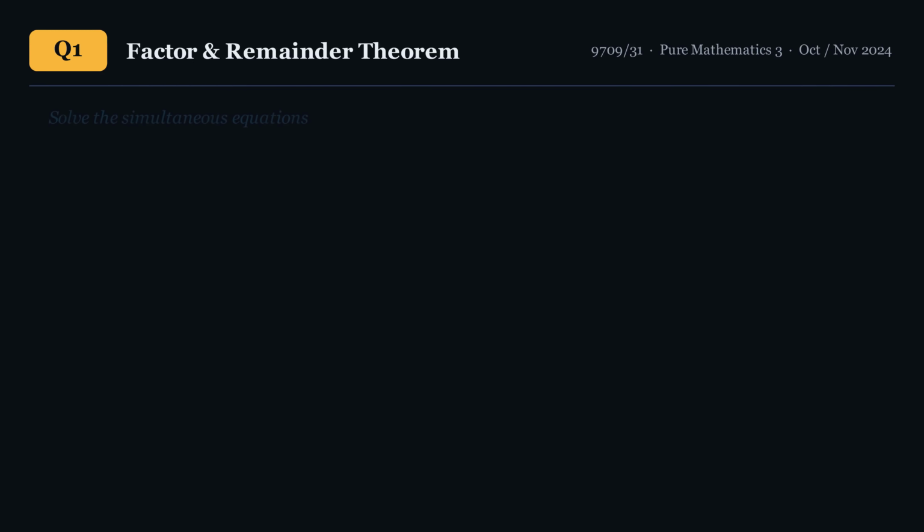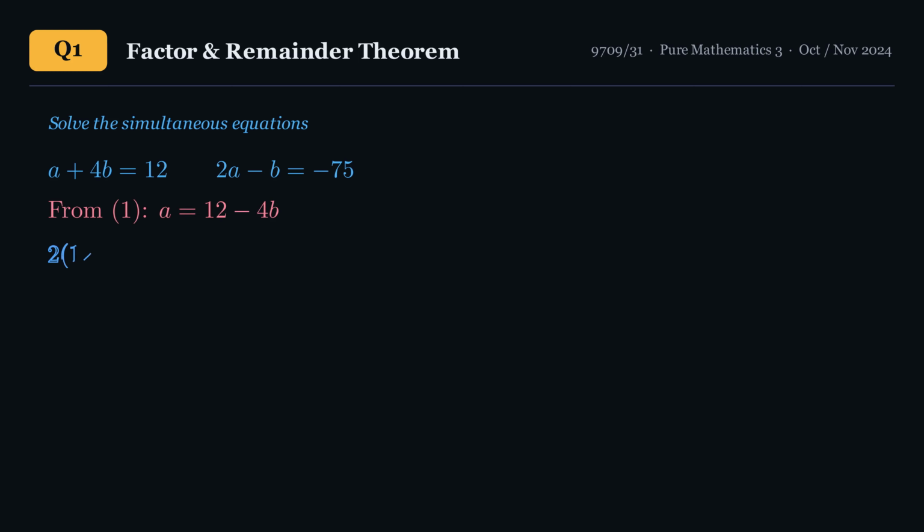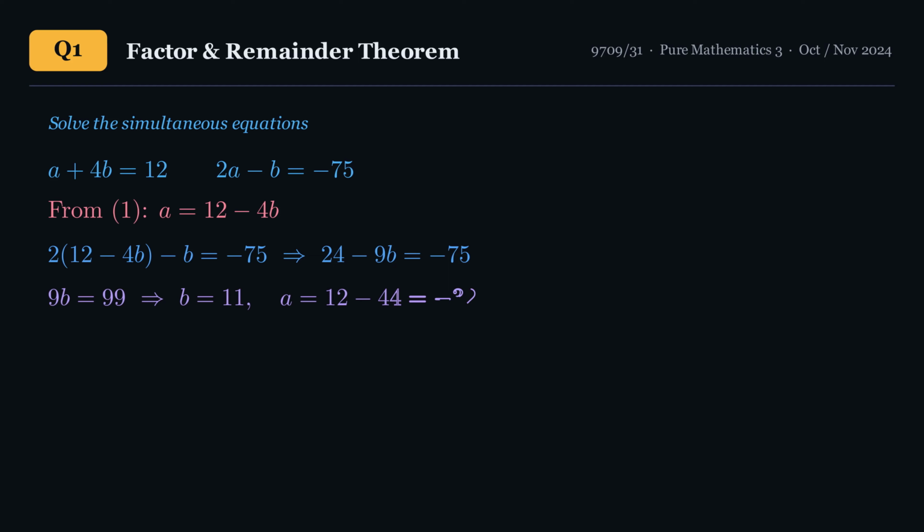Now solve the pair of simultaneous equations. Write both equations. From the first, a equals 12 minus 4b. Substitute into the second equation. So b equals 11 and a equals negative 32. The values are a equals negative 32, and b equals 11. And that completes question 1.